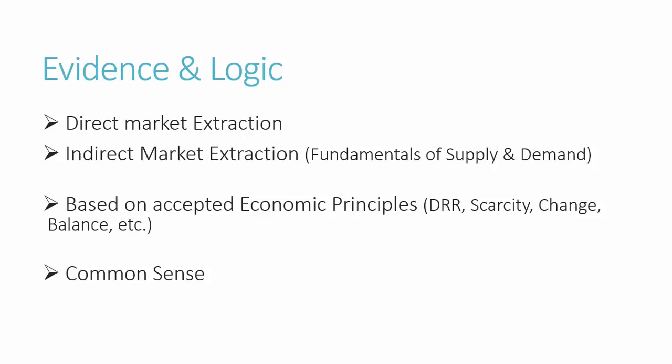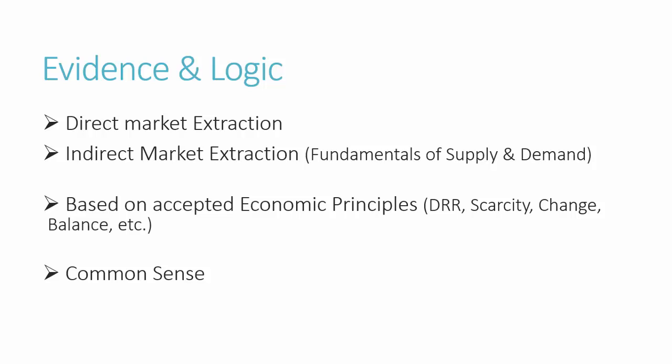All right, evidence and logic. Let's think about it. We can get evidence by direct market extraction. We can get it by indirect market extraction, and that's a lot of the fundamentals of supply and demand. When we can't get it directly, we can look at what supply and demand is doing in our area, and we can infer some evidence. Those inferences become evidence. Also, we can make some decisions based on acceptable economic principles. Those principles are like the diminishing rate of return, scarcity, change, and balance.